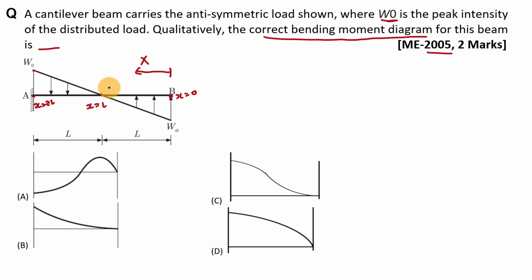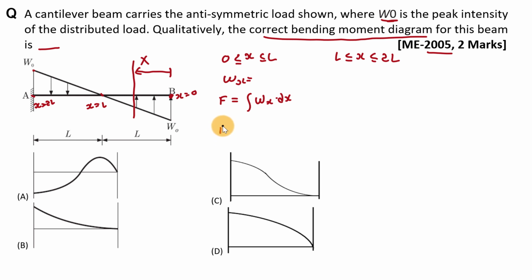Now we can solve this problem by two methods. First of all we can take two intervals. One is 0 less than or equal to x less than or equal to L, and second interval is L less than or equal to x less than or equal to 2L. First of all, in both the intervals we have to find out Wx, that is the value of uniform distributed load at x section from this point. And then we have to find out shear force, that is the integration of Wx with respect to dx, and then we have to find out bending moment, that is the integration of shear force.